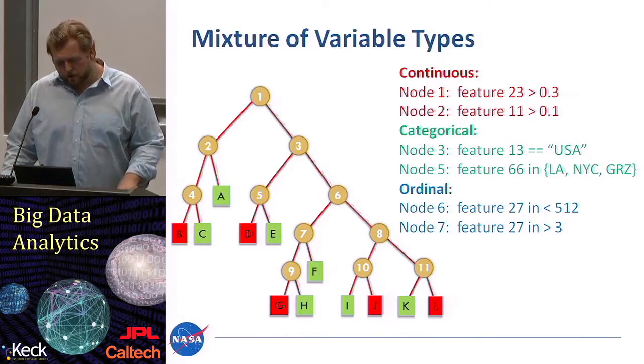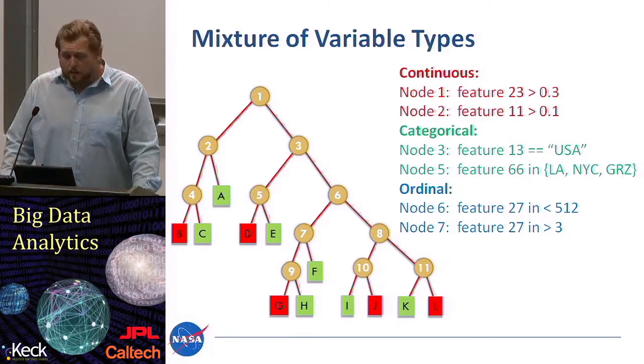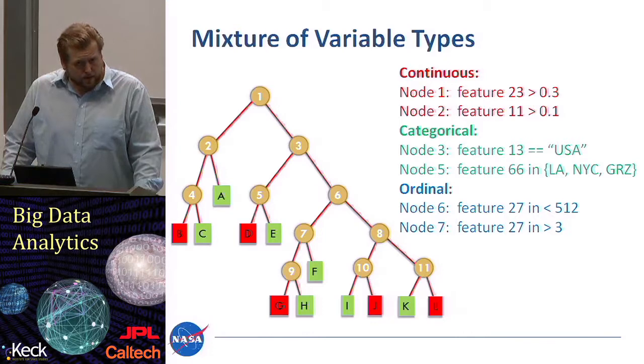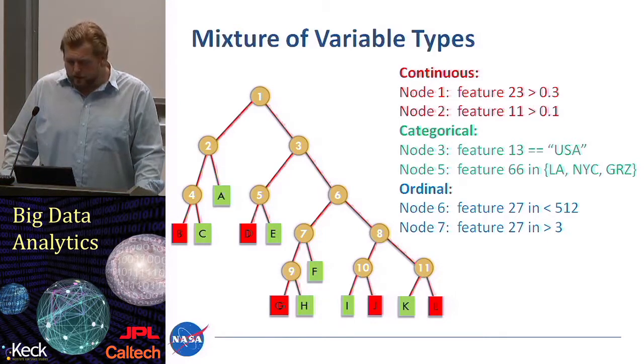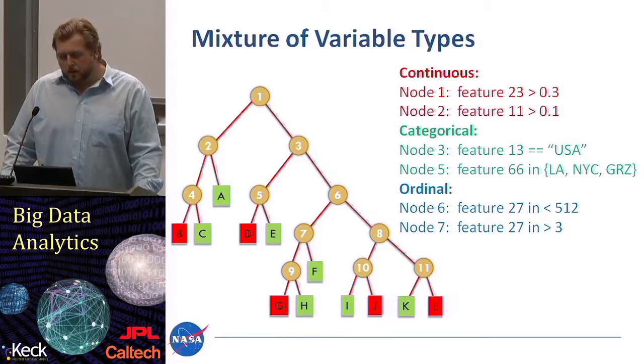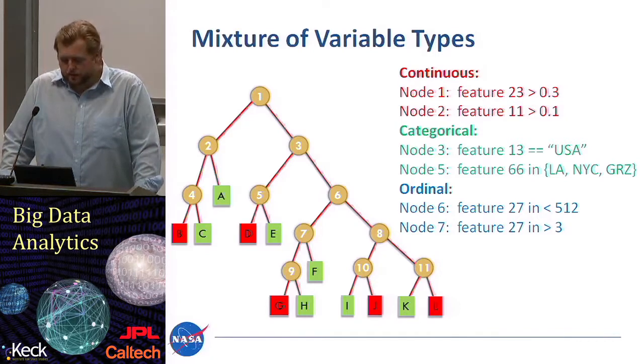And what you can do in a random forest is you could use different kinds of features at different split nodes. For example, at the beginning at node 1 and 2 we have continuous features, where the feature is just checked against a threshold, which is learned during training. For categorical features in node 3 and 5 in this example, we would check, for example, if a feature is equal to a category. For example, here feature 13 is equal to USA, so feature 13 could be the country. Or, for example, if it's part of a set. So in that case, if feature 66 is part of the set of LA, New York City, or Graz.